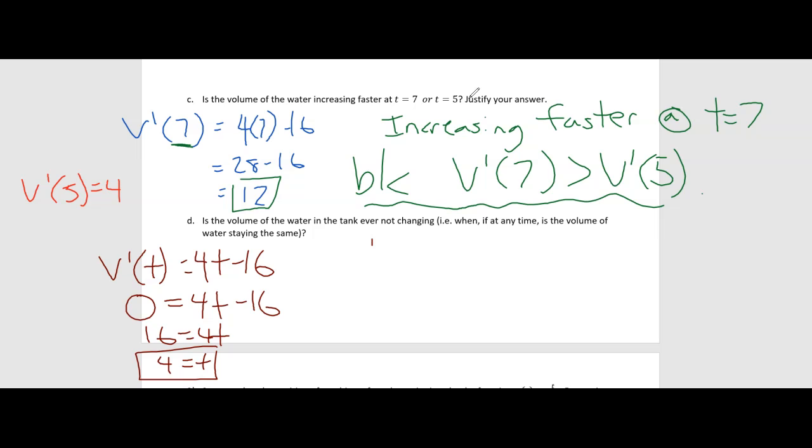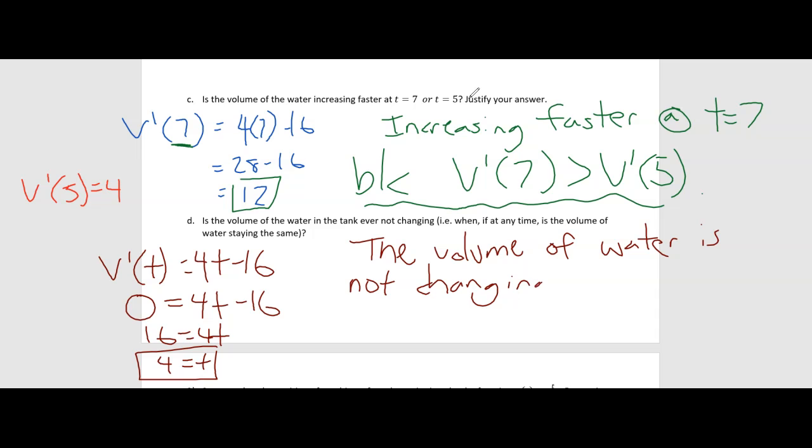So we would say the volume of water is not changing at t equals 4 because v prime of 4 is equal to 0. And that would finish this part off for us.